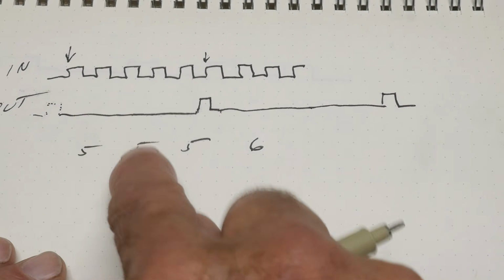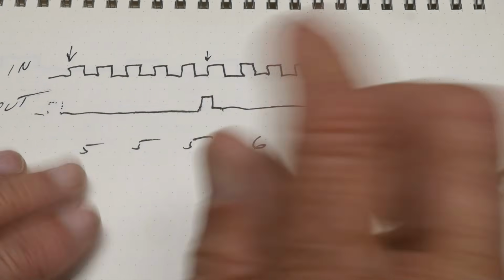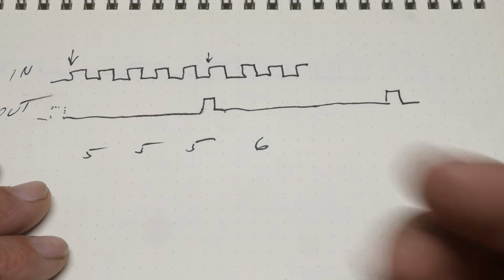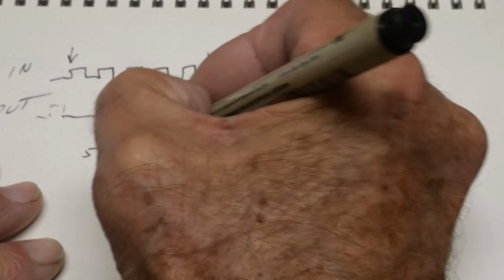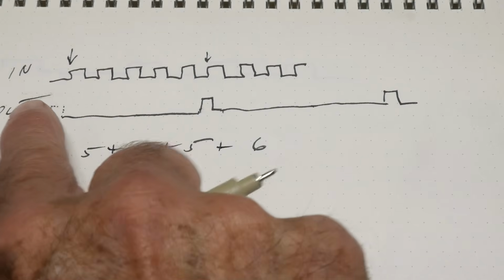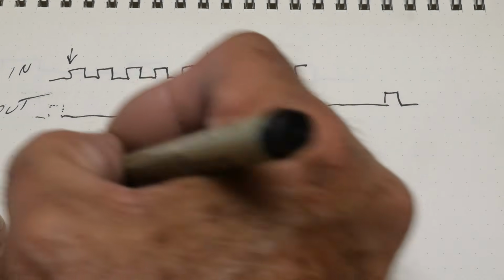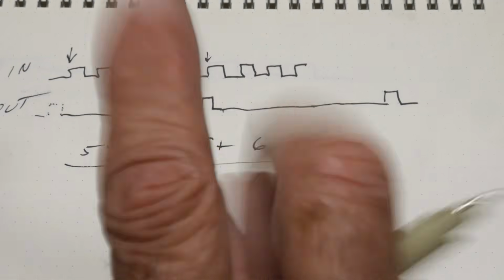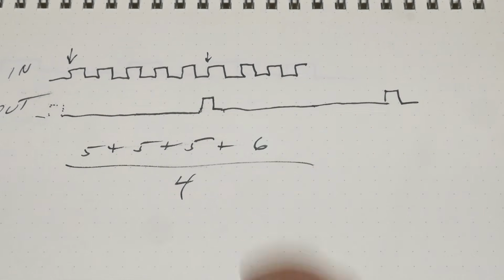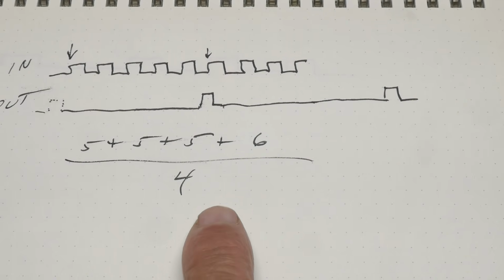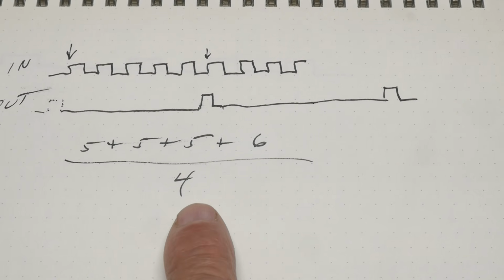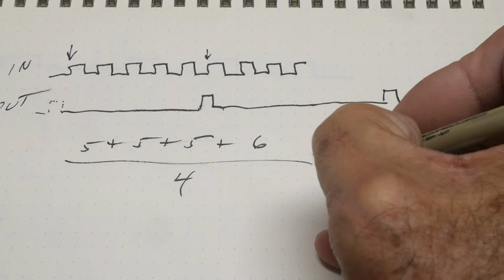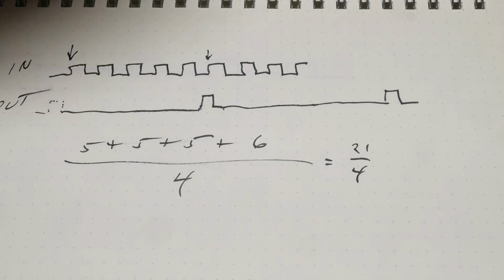So when we do this, we get 4 output pulses, okay? But how many input pulses did it take to get 4 output pulses? It took 5 plus 5 plus 5 plus 6. That's the number at the top, okay? And the number on the bottom was, we did it 1, 2, 3, we did it 4 times, okay? So this is our new fraction, okay? It's 21 divided by 4, okay? 21 over 4. Get out a calculator.